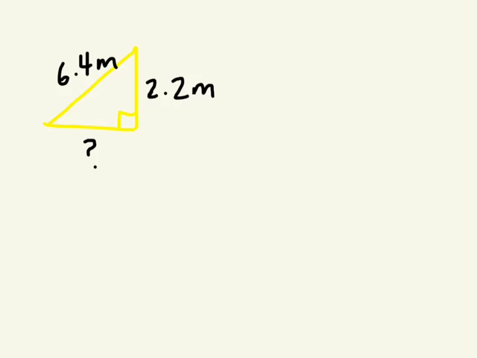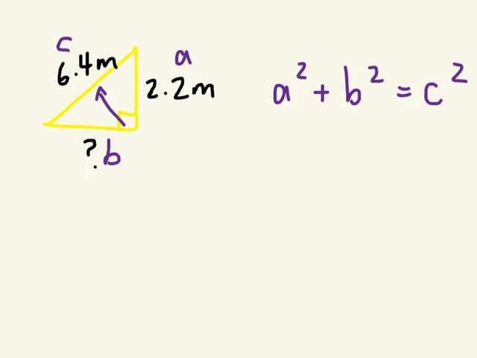We always have to label the hypotenuse C, and the hypotenuse is located across from the right angle. And we can call either of these A or B. Which one? You made this B, and this is A. So A squared plus B squared equals C squared. We're finding B, so let's replace A and C. A is 2.2 squared plus B squared equals 6.4 squared, and we're going to use a calculator to simplify this.